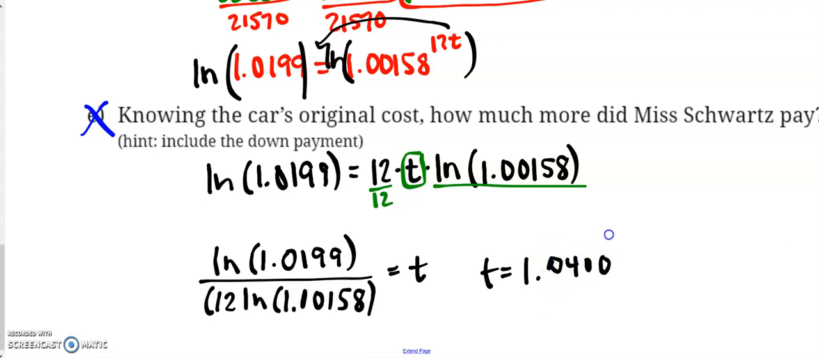Okay? And so what we're doing is we're using a natural log so that this part in the exponent can come down, right? Because a log undoes the exponential feature of an expression.